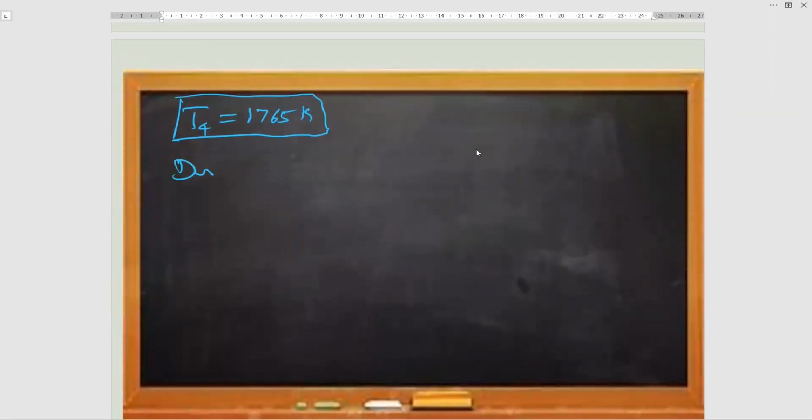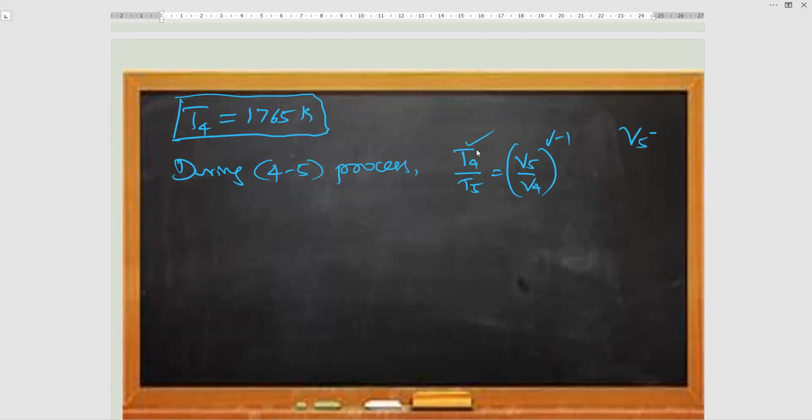So during the 4 to 5 process, it is isentropic expansion. So T4 by T5 is equal to V5 by V4 to the power of gamma minus 1. Here I need T5. T4 is already known, but V5 and V4 we don't know. V5 is also equal to V1. I will write V1 because I will draw the diagram here. I will not go to the previous.